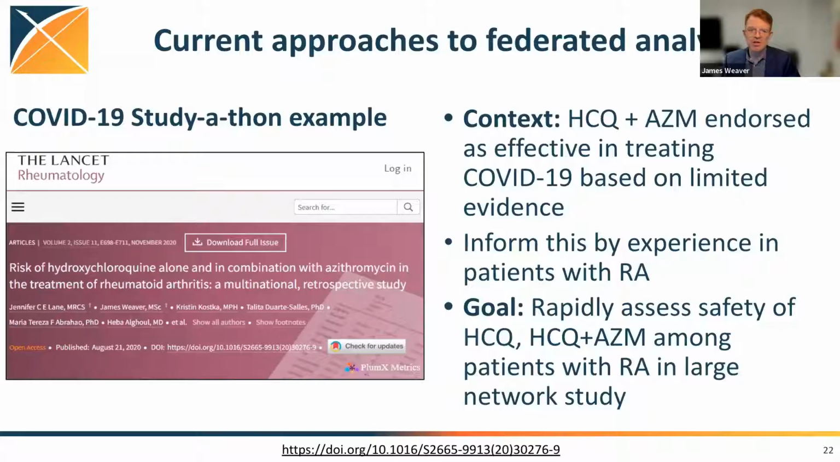Given that hydroxychloroquine and azithromycin had been endorsed as an effective COVID therapy by some influential people, despite shaky evidence, we sought to learn about the safety of this exposure combination from the experience of patients with rheumatoid arthritis, given COVID data were unavailable at the time. So we rapidly designed and conducted a large network study to assess the safety of hydroxychloroquine alone and in combination with azithromycin among patients with RA.